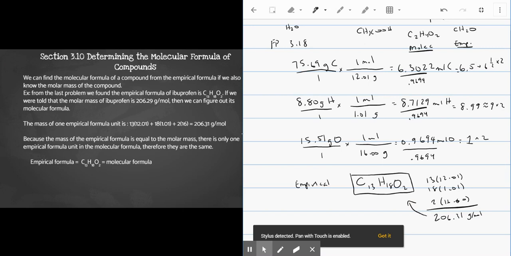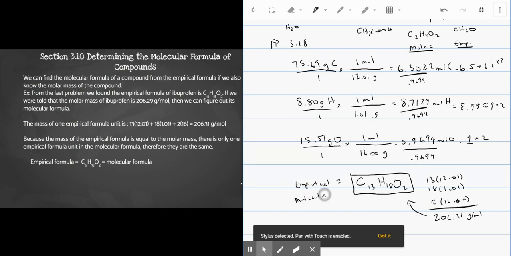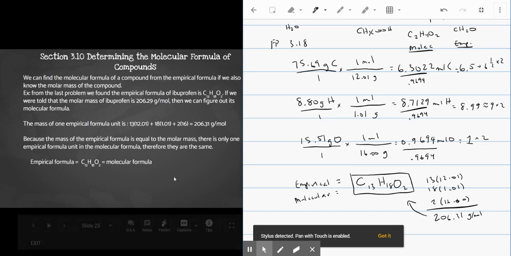And the problem told us that the molar mass of the actual ibuprofen is 206.29. So if the empirical formula weighs 206, and these are close enough, by the way, to be the same thing, then the molar mass of our empirical formula and the molecular mass are the same thing. So this is not only the empirical formula, it is also the molecular formula. So the empirical formula and the molecular formula are both C13H18O2.